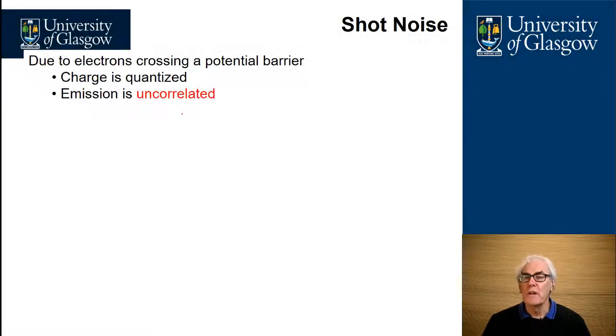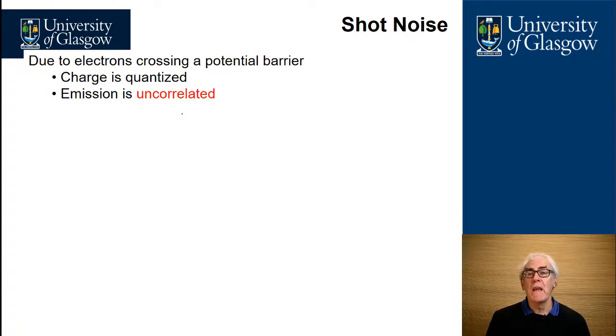So far we've really only talked about thermal noise and the effect of thermal noise on design parameters. Now let's move forward onto a different type of noise, and this is called shot noise. Shot noise occurs when electrons cross a potential barrier. So they cross a junction, or they operate within a FET, or they operate within a thermionic valve. And shot noise is caused because charge is quantized, and the emission is uncorrelated.